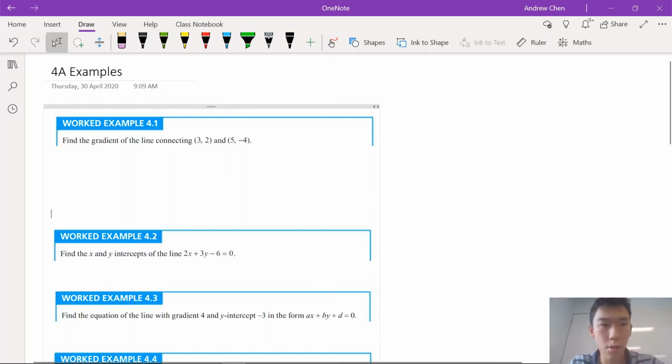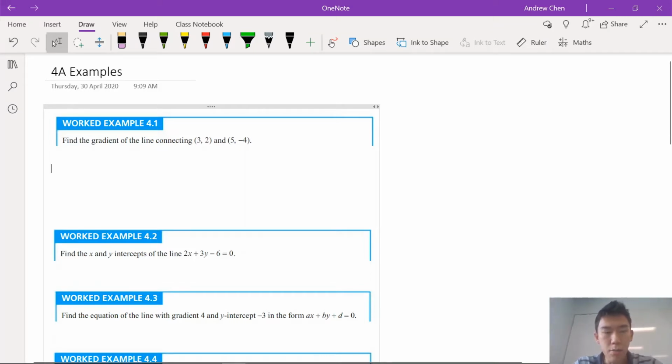Next, let's go through all the examples for A. This is about linear equations, so straight lines. There's a lot of examples here, but you've done all of this last year, so if you need to, make sure you go back and revise, and you should be fine.